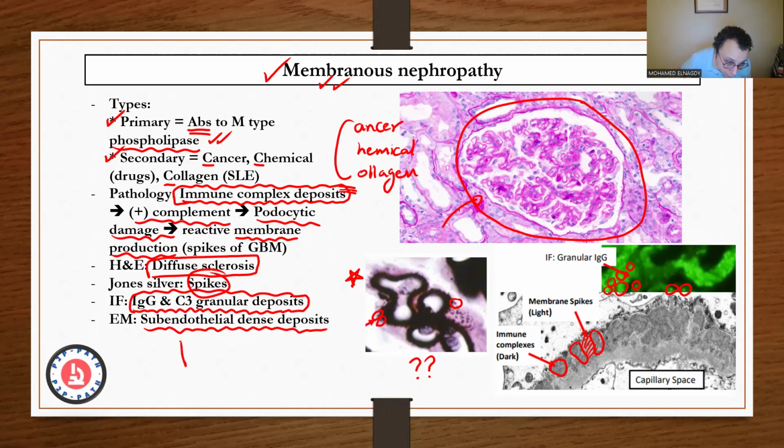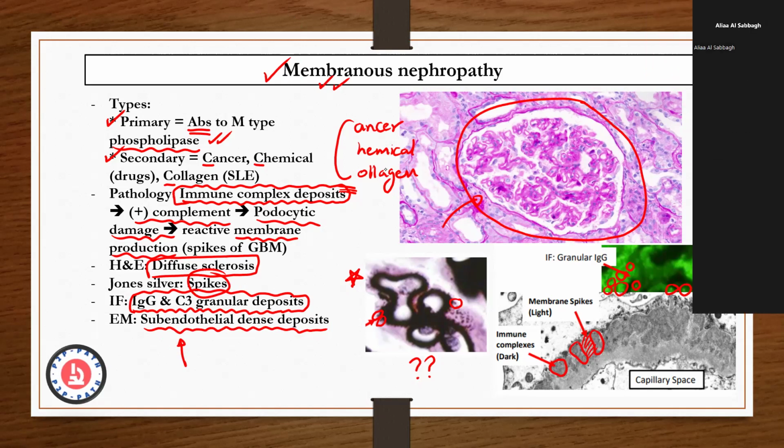Subendothelial. Remember this subendothelial, because I will mention another type of glomerulonephritis where you will have subepithelial deposits. Subendothelial means the deposits are mainly on the endothelial side of the glomerular basement membrane, because as you remember, I'm sure that everyone remembers that. If I open the whiteboard here, what you see in the glomerulus is this Bowman capsule, and you have the afferent arteriole, and then you have the efferent arteriole.